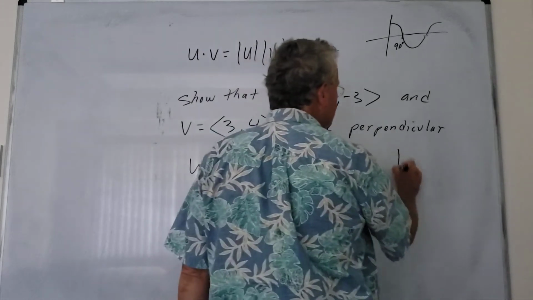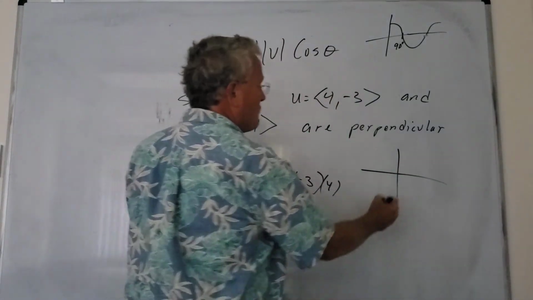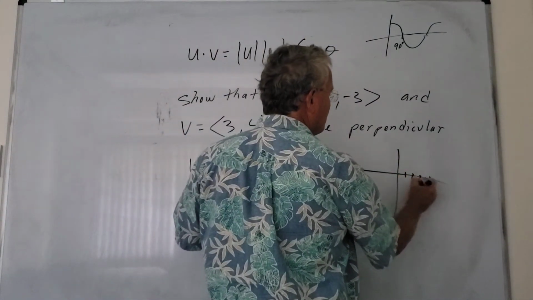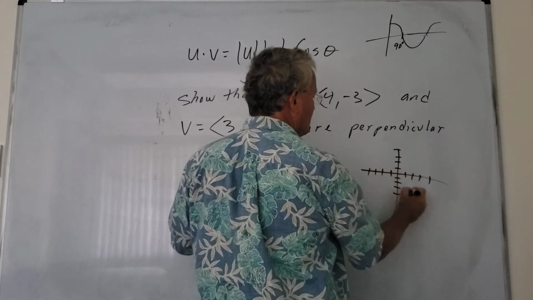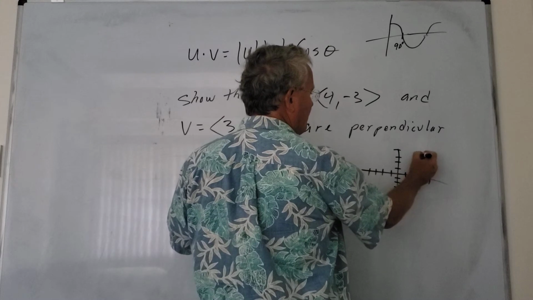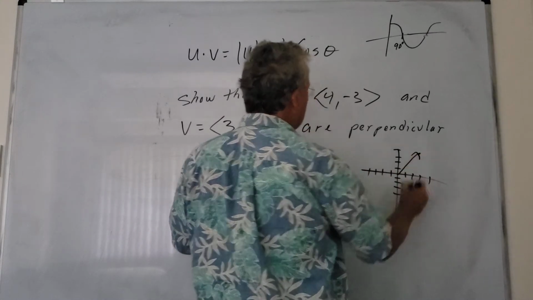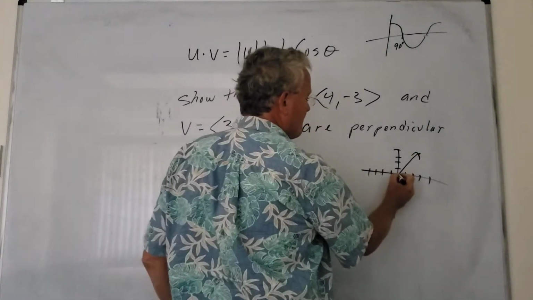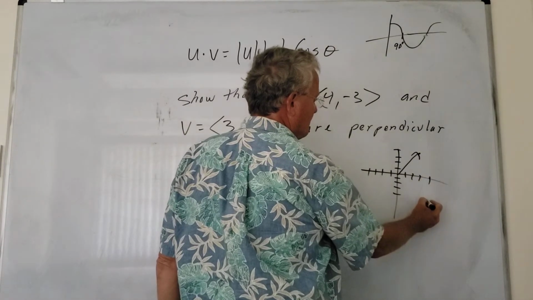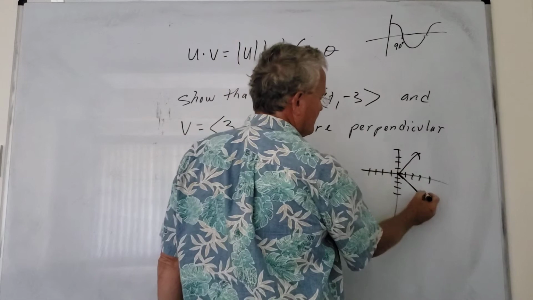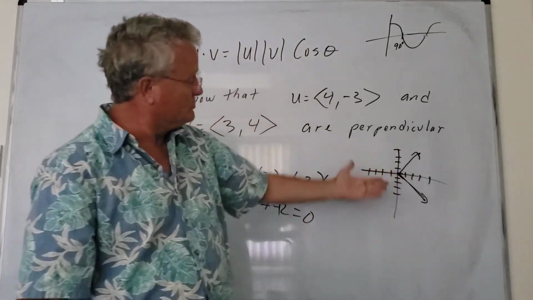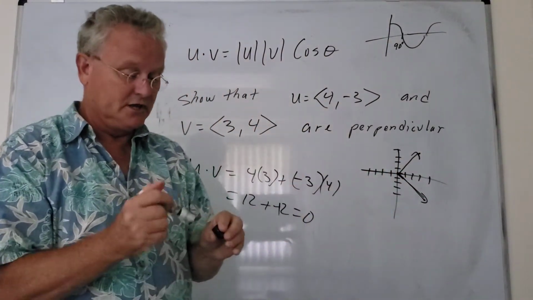We could visually see that. 3, 4: over 3, up 4, and 4, negative 3. We can kind of see that those two vectors are indeed perpendicular.